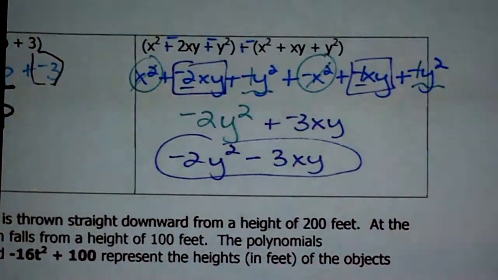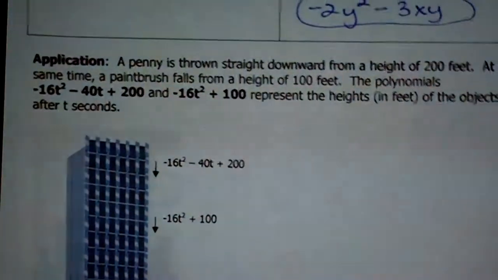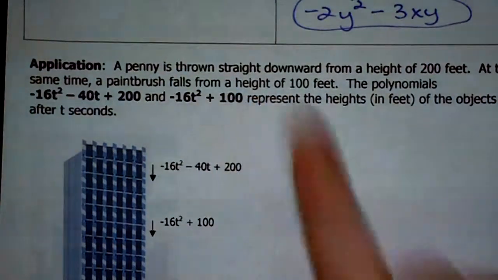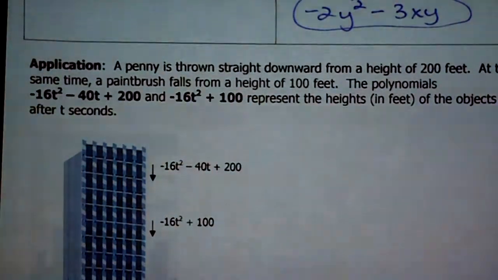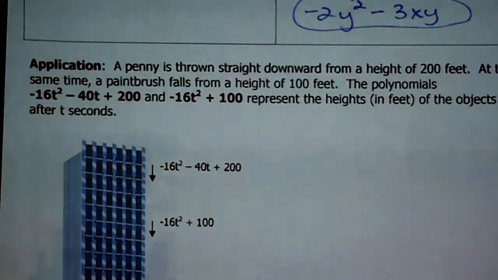All right, last example here is our application. I wouldn't recommend trying this one at home because you could really hurt someone, but it says, a penny is thrown straight downward from a height of 200 feet. Yeah, don't do that. If it hits somebody, it's really going to hurt. At the same time, a paintbrush falls from the height of 100 feet. My goodness, pennies and paintbrushes. I would be so frightened walking down the street.